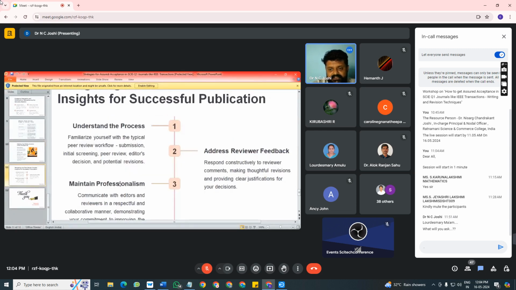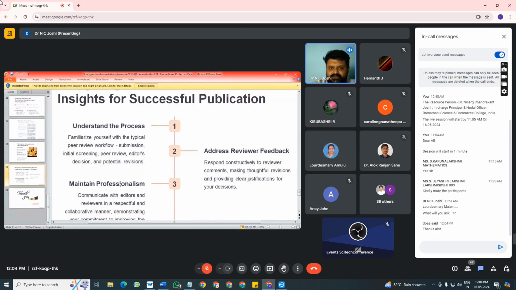At this stage, whenever you are going to publish your research work, and especially in SCIE Q1 journals, at that age, you have to understand the process. Familiarize yourself with the typical peer review workflow. Firstly, submission, initial screening, then peer review, editors' discussion, and the last is potential revision. Okay, so this is the process.